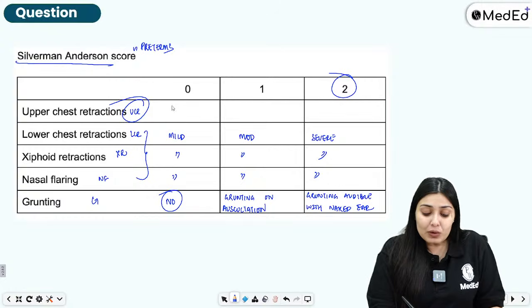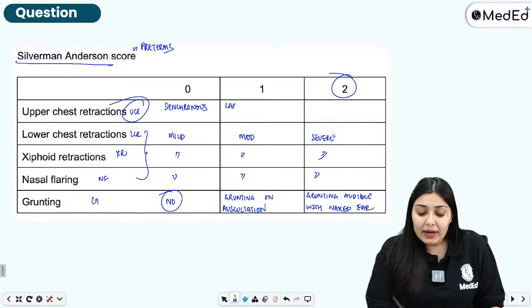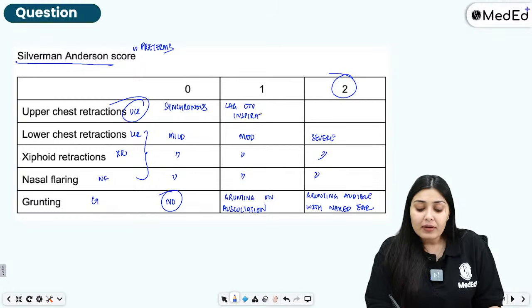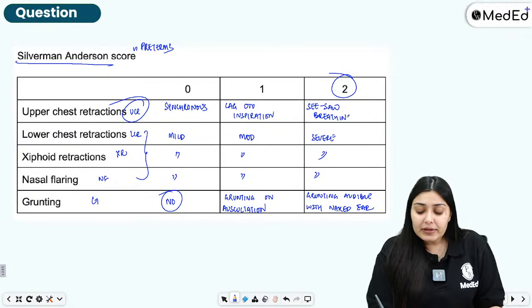So 0 would be synchronous breathing. In 1, there will be lag on inspiration. And then we have seesaw movement, seesaw breathing. So this is about the Silverman-Anderson score.